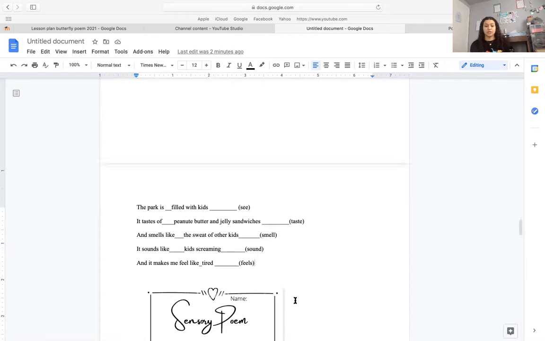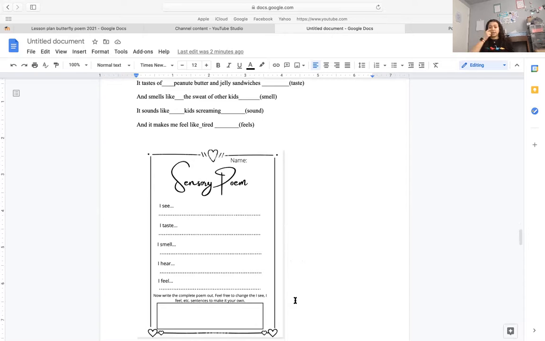All right, boys and girls. Now we are going to go into writing our sensory poem. Here I have projected, and you're going to have one for yourself. You're going to have a sensory poem worksheet passed out to you, and it's going to have that format: I see, I taste, I smell, I hear, I feel. Again, our final poem does not have to be like that, but it's just how this one's organized. This is going to be our rough draft for our poem.